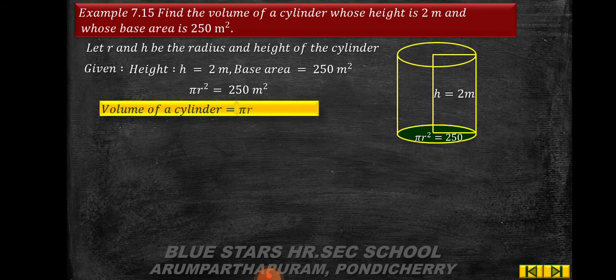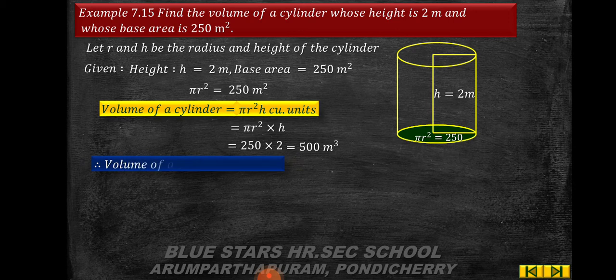So volume of a cylinder is equal to pi r square h cubic units, which is equal to pi r square into h. We know the pi r square value is 250, into height 2, which is equal to 500 meter cube. Therefore, volume of the cylinder is equal to 500 meter cube.